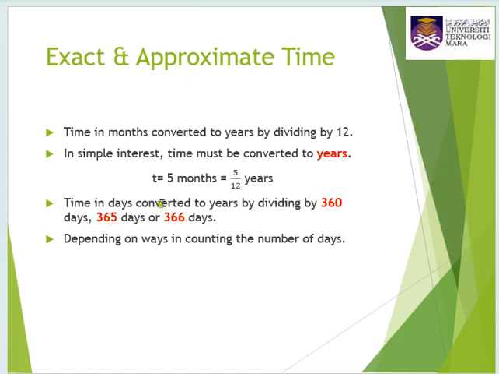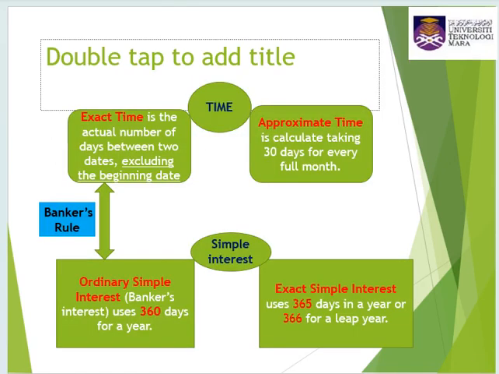365 days or 366 days are based on the exact days allocated in the year involved, either a leap year or a non-leap year. So these are all the ways of counting by the number of days. So, about the time.